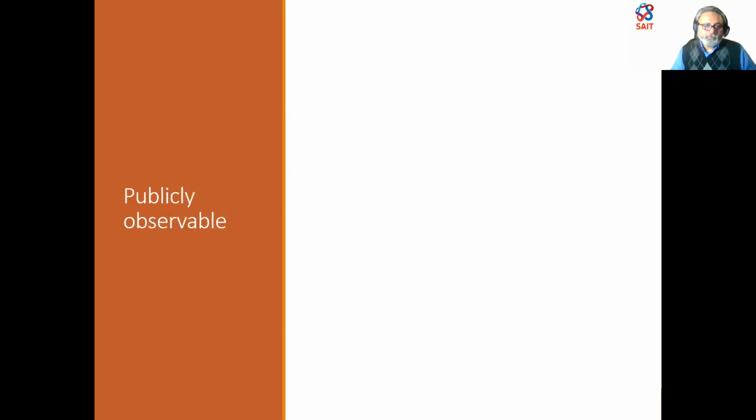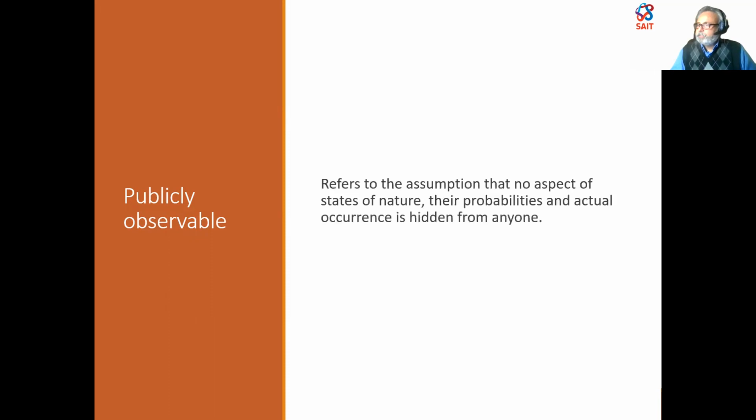The third assumption is that what happens in reality is publicly observable, that there is a complete absence of any kind of opacity. There's basically complete transparency with regards to what happens. We do not have to worry about anyone being blindsided about what happened. Everybody knows what happened, right? Actual occurrence is not hidden from anyone.